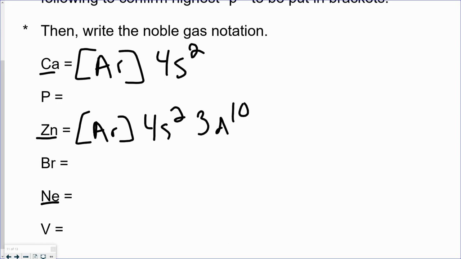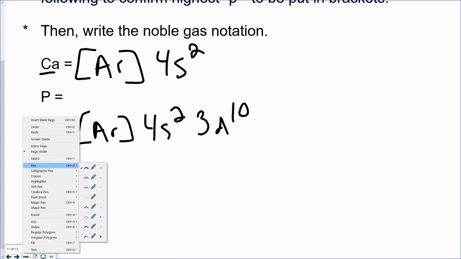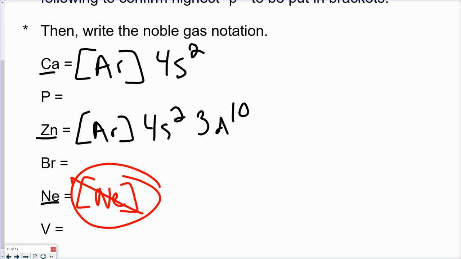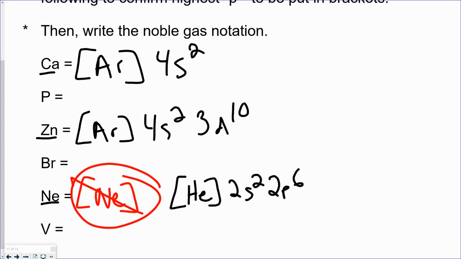Finally, it's neon. Now, the reason that I chose neon is that I know a lot of you would do this. You cannot do that. And here's why. Because you have to show the last noble gas it has passed. So it has not passed neon. So therefore, we have to go back up to helium and then show 2s2, 2p6. Now, that is the 3 notations.